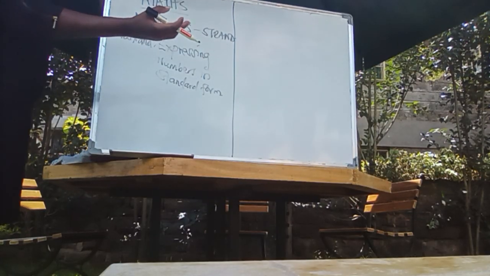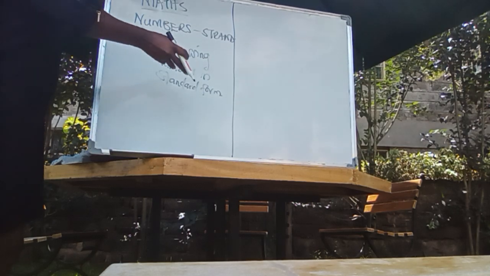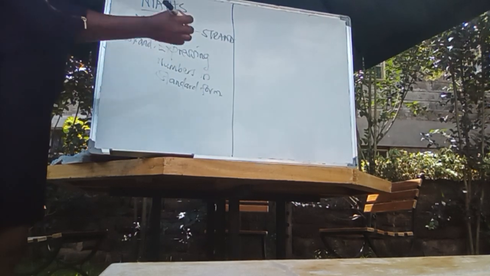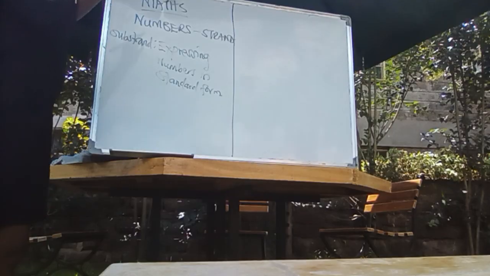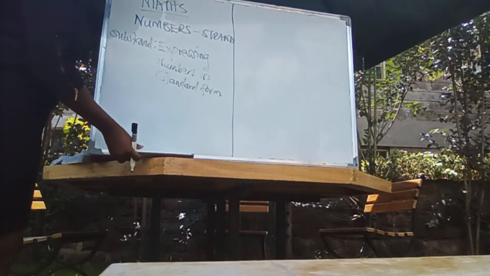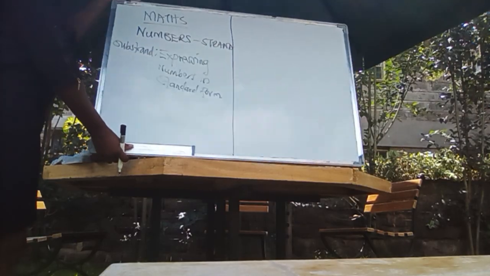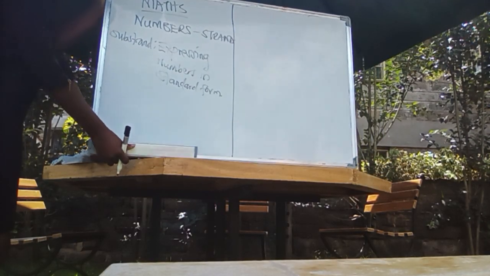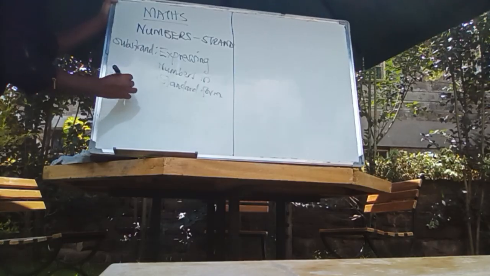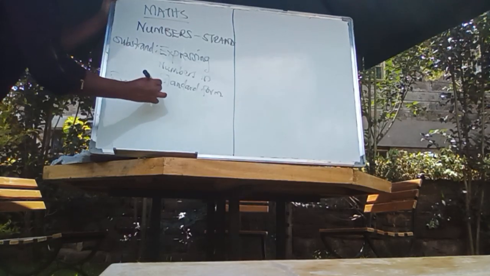n is the number of times that you are supposed to adjust the number to be in decimal form, equal to 1 or less than 10. That is how you write standard form. Are we together? We are going to have some examples for you to understand better.